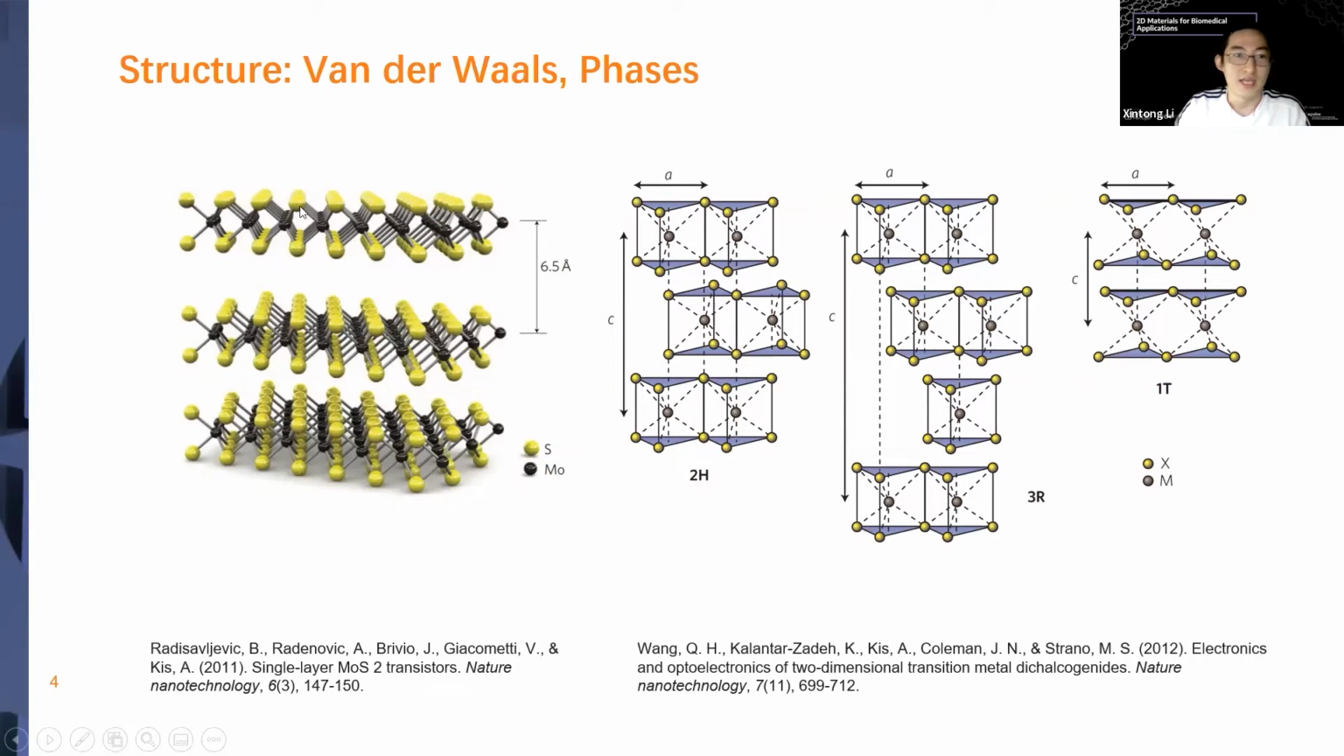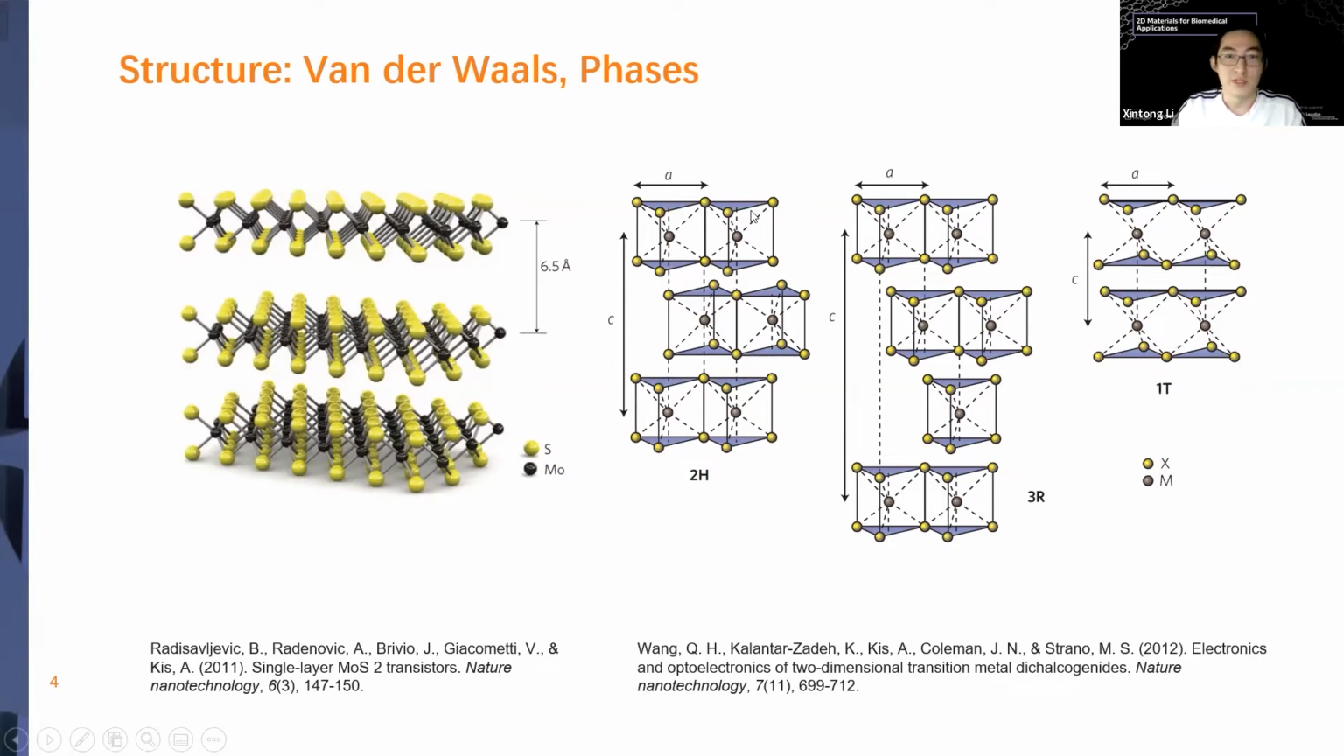Depending on the stacking order of these atomic layers, we can divide them into several different structures, or we can call them phases. Two of the most important and common ones are the 2H phase and the 1T phase. In the 2H phase, within each layer, it's stacked like ABA and forms a trigonal prismatic structure, and this phase usually is semiconductive. For the 1T phase, it's stacked like ABC, so it's more like an octahedral structure, and this phase is usually metallic.